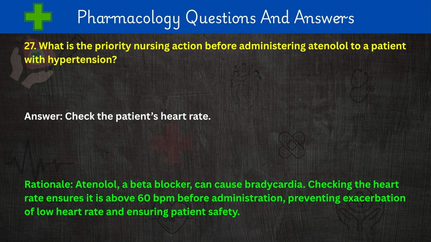27. What is the priority nursing action before administering atenolol to a patient with hypertension? Answer: check the patient's heart rate. Rationale: atenolol, a beta blocker, can cause bradycardia. Checking the heart rate ensures it is above 60 BPM before administration, preventing exacerbation of low heart rate and ensuring patient safety.